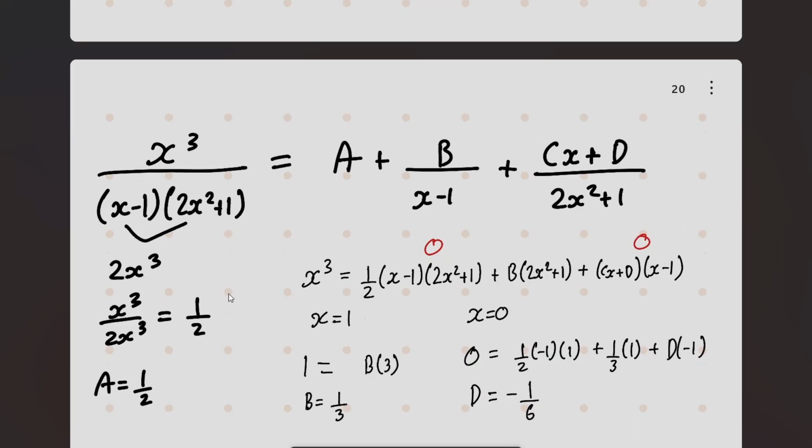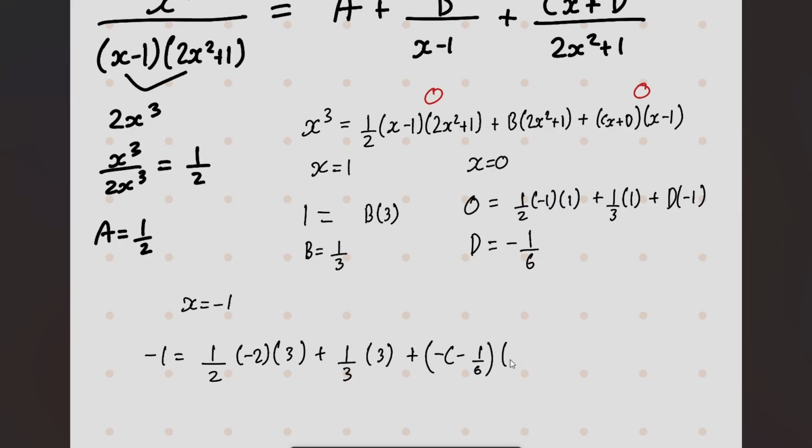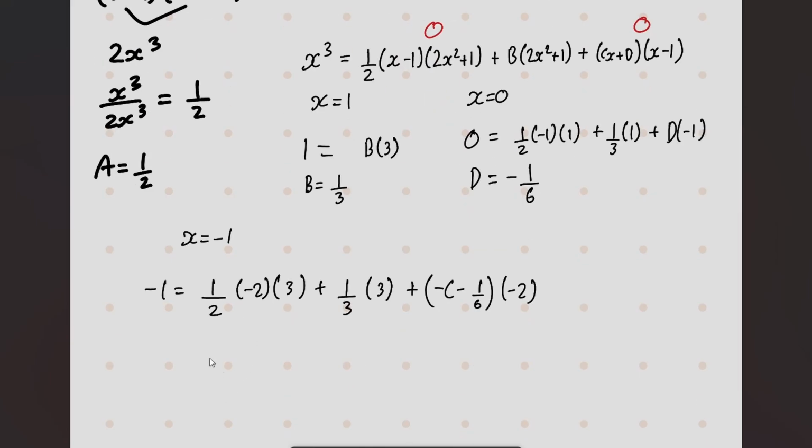And now you can just take a random value of x apart from 1 and 0. For this case, we're just going to take x is equal to negative 1. So now you're going to get negative 1 is equal to 1 over 2, negative 2 times 3 plus 1 over 3. So solving all of this, you're going to get c equal to 1 over 3.